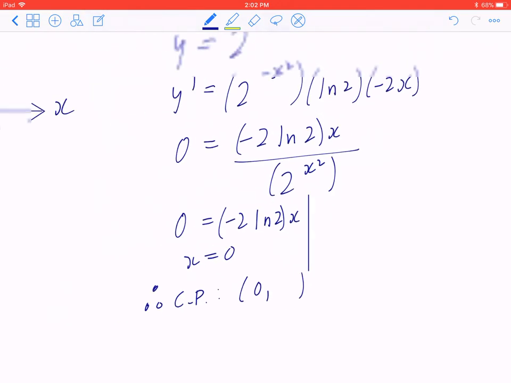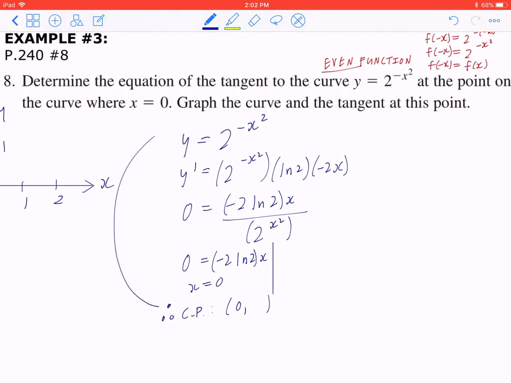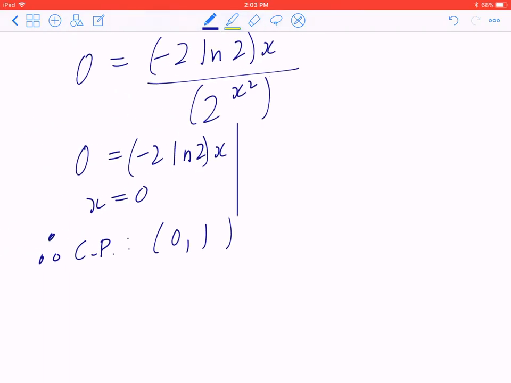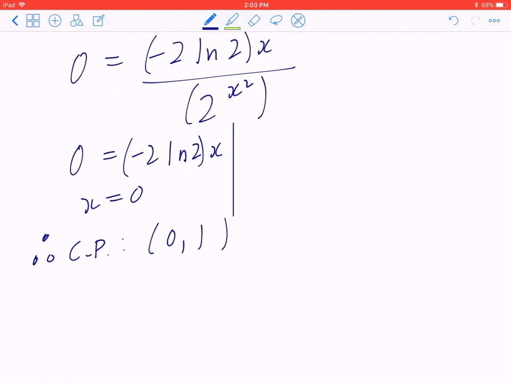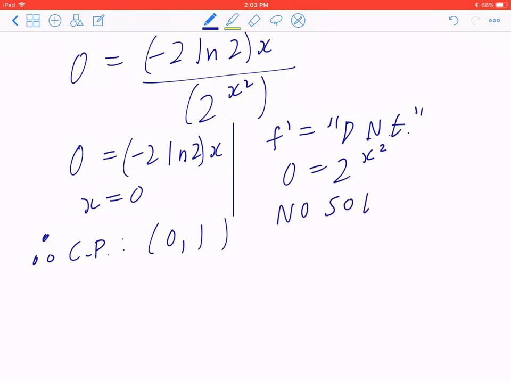And if you plug 0 back to the original function, you can tell that when x is 0, the corresponding y value is going to be 1. So (0, 1) is going to be the critical point. And I think it's going to be a maximum, which we'll verify in a moment. Now ideally, you also want to find out what happens when f prime does not exist, or when it's undefined. And in this case, you can set the denominator to be 0, but again, this is not possible. There are no solutions here, and this just means there's no critical point you can extract from the second case.